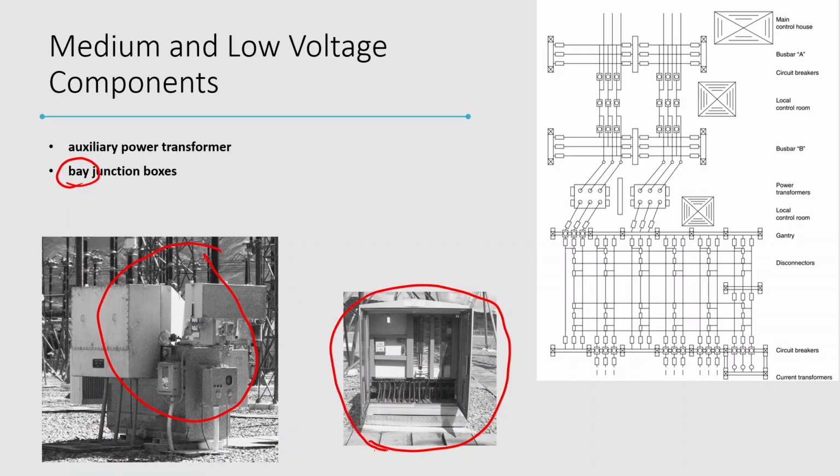So all the connections from the monitoring and control devices come to these junction boxes, and then go to the corresponding location, right?